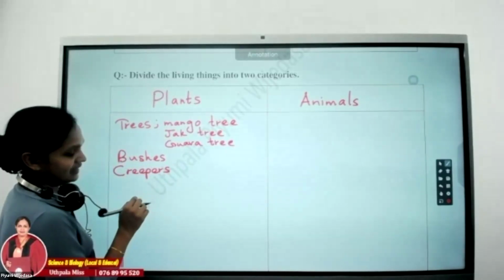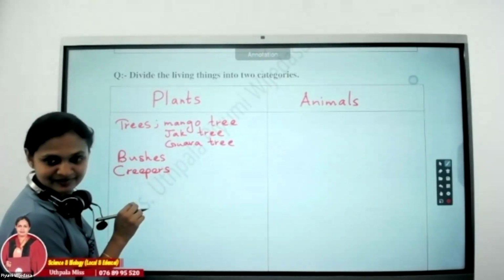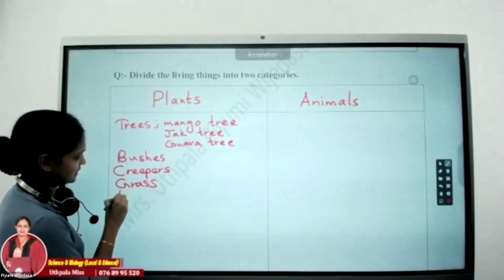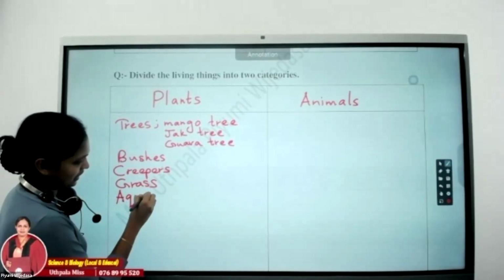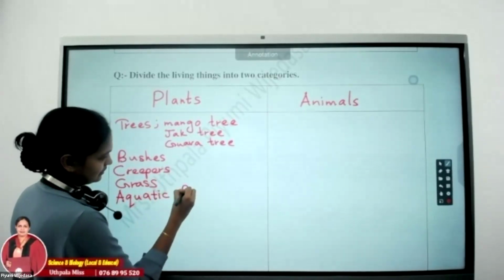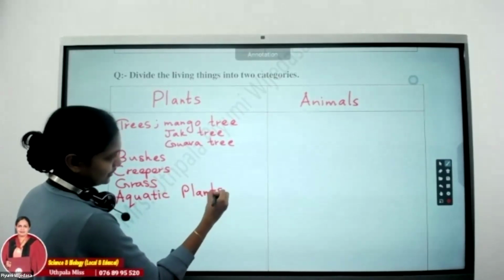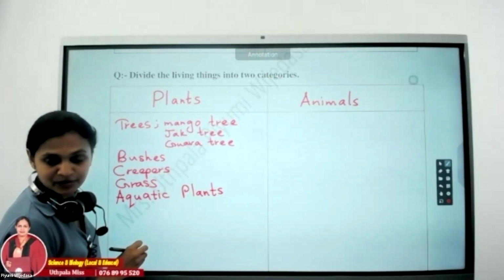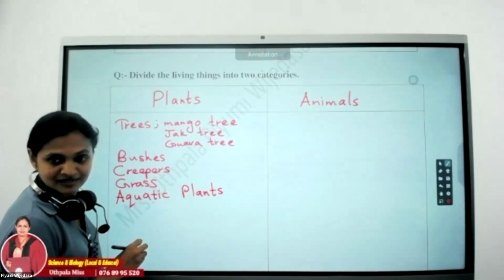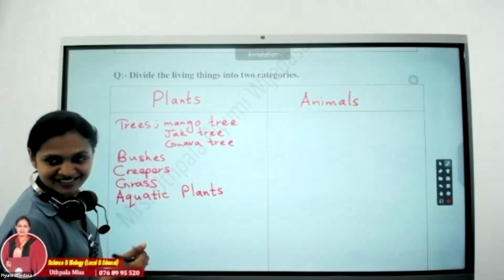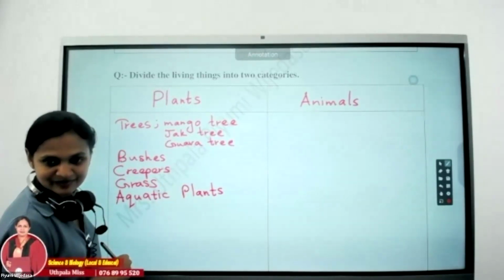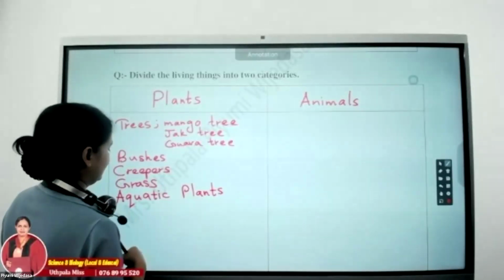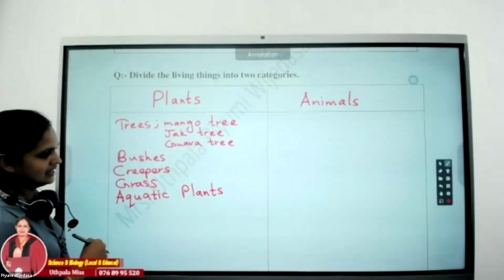Bushes, creepers, then what else? Grass. Aquatic plants. What is a creeper? A creeper can be put on a well, a tree, a well creeper. What else? Someone other way.